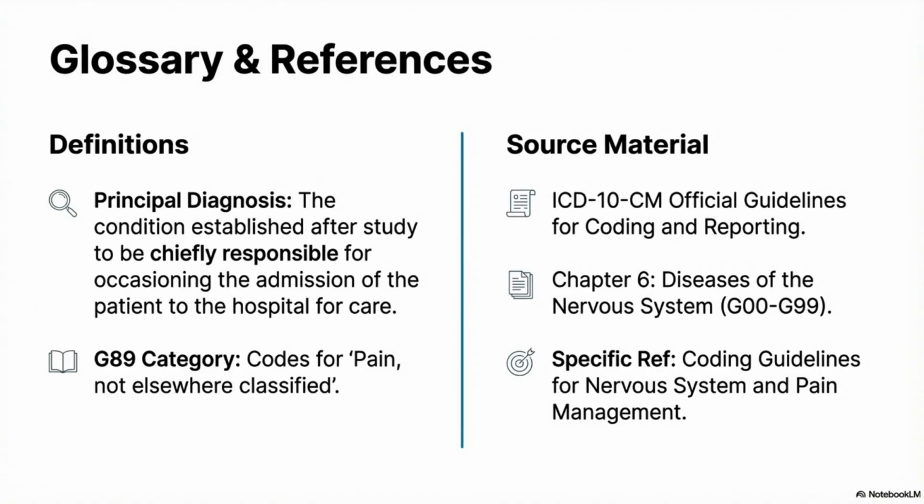Here are a few key definitions and reference points that support the coding decisions in this presentation. Feel free to pause the video and jot down any notes you'd like to keep. Principal diagnosis: the condition established after study to be chiefly responsible for the encounter. G89 category: codes used for pain when the encounter is specifically for pain control or when pain has a defined attribute. Reference sources: ICD-10-CM Official Guidelines for Coding and Reporting, Chapter 6, Diseases of the Nervous System, G00-G99.